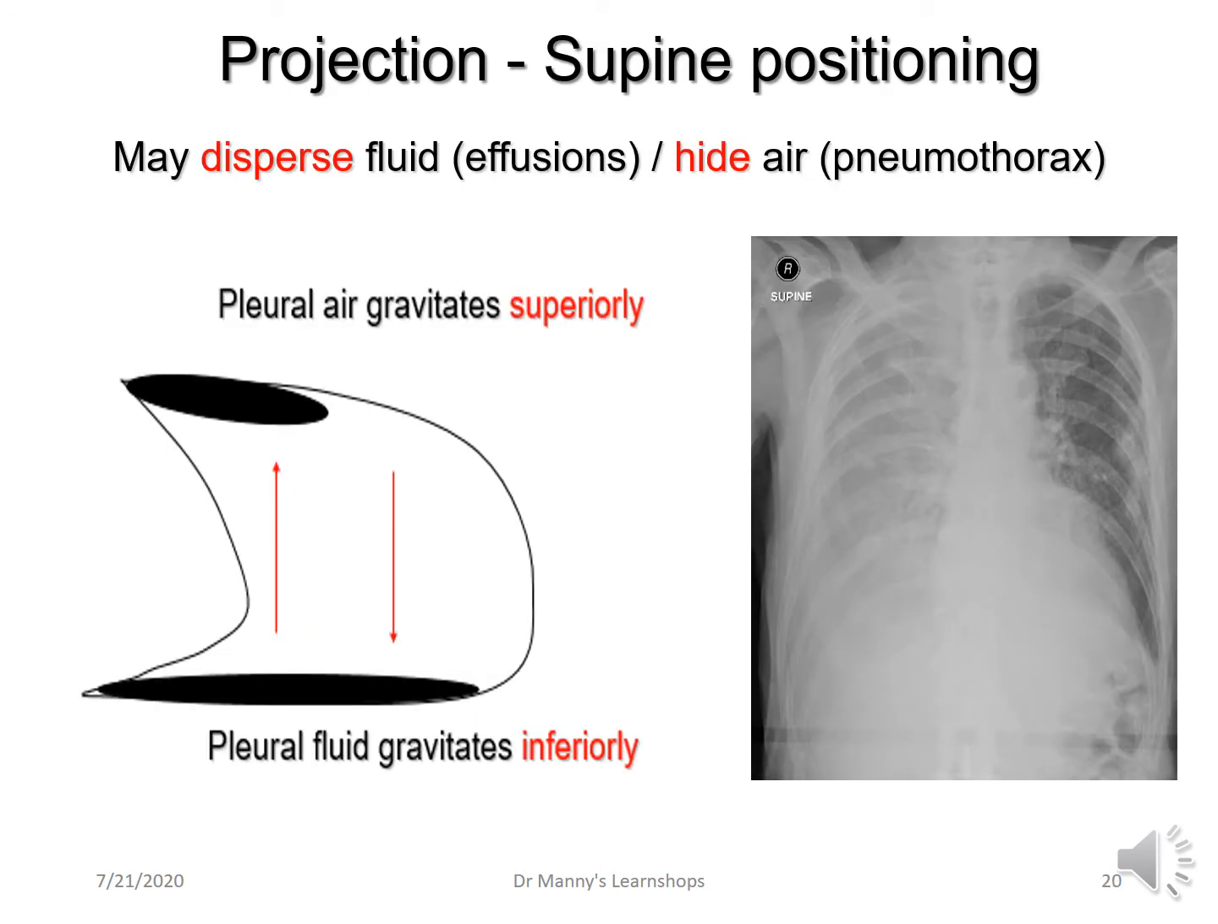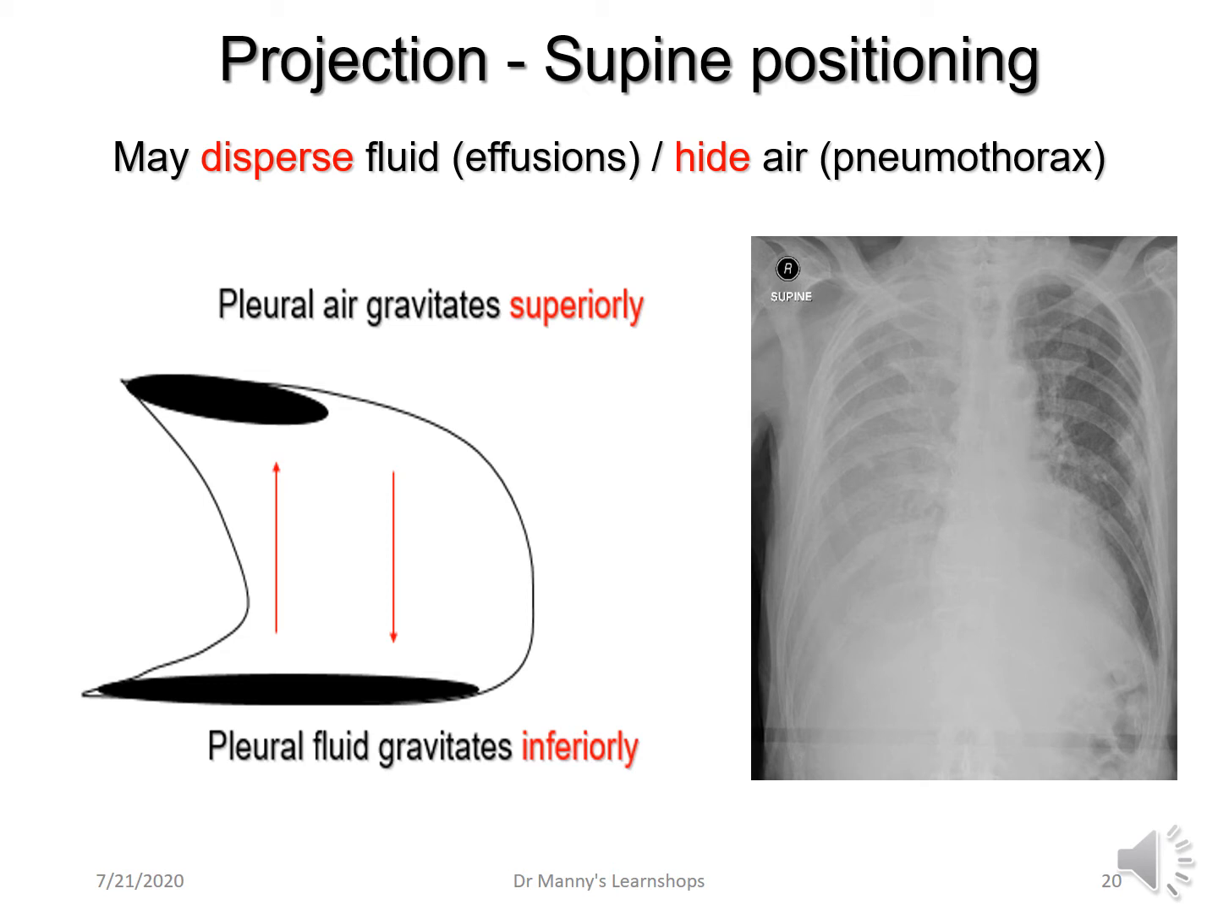In comparison, supine positioning may not show abnormalities or anomalies or air or fluid as clearly as the erect position. And in the supine position, the patient is laying on their back, and if there are any pleural effusions or collections of fluid in the pleura, they may disperse and not be seen as easily. The same thing applies to free air. If there's a pneumothorax, it may gravitate superiorly and you may not see the pneumothorax as clearly.